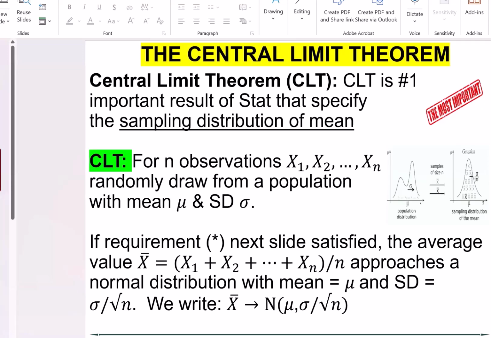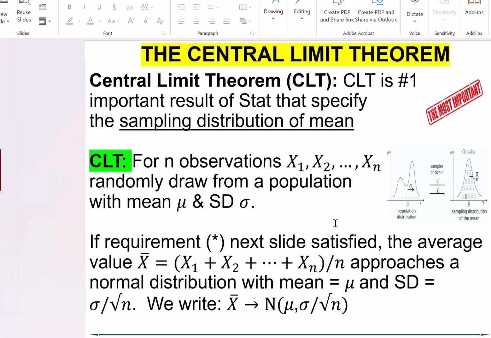For n observations x1 to xn, randomly drawn from a population with mean mu and standard deviation sigma, if the requirement star, which we will discuss in the next slide, is satisfied, then the average x bar equals (x1 + x2 + ... + xn) divided by n approaches a normal distribution with mean mu and standard deviation sigma divided by square root of n. This is how we write it: x bar goes to normal with mean mu and standard deviation sigma over square root of n.